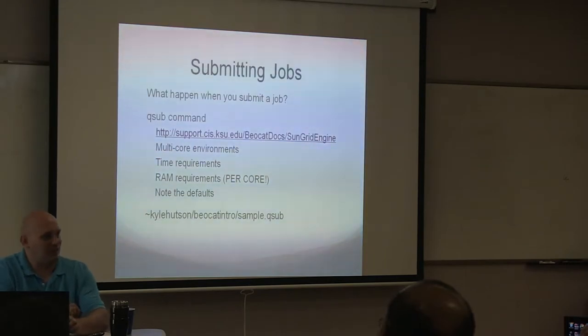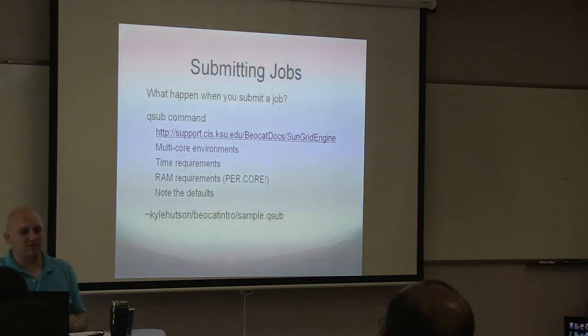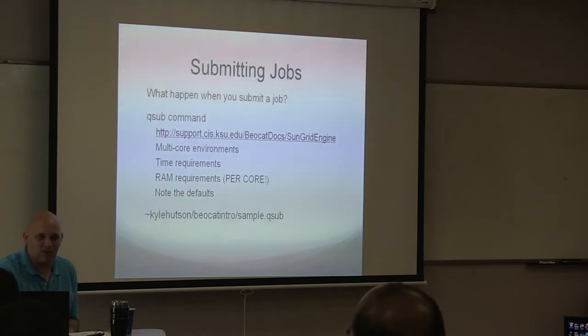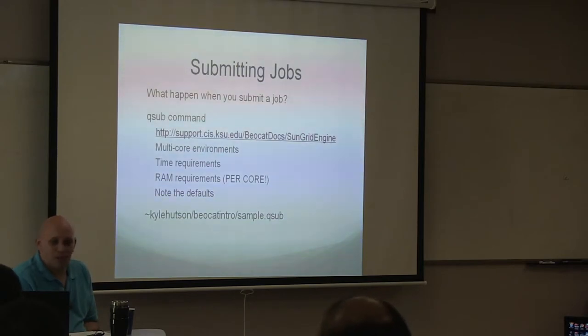Actually, the tour took a little longer than I thought it was going to, so we're going to rush through here a little bit. If you go to this web page here, if you click on Sun Grid Engine from the main page, it'll take you to this page at support.csu.edu/beocat.docs/SendGridEngine. That gives you pretty much everything you need to know or could possibly want to know about submitting jobs to Beocat. It tells you about multi-core environments.